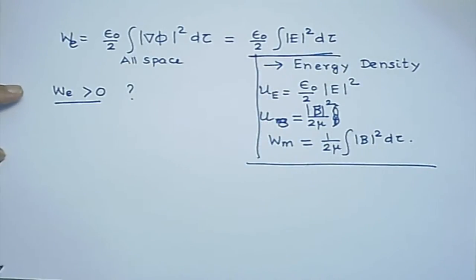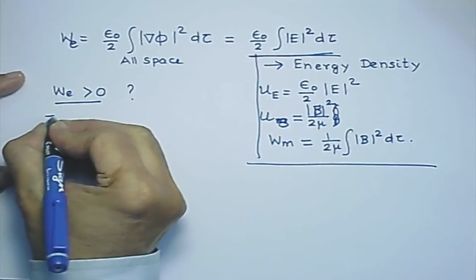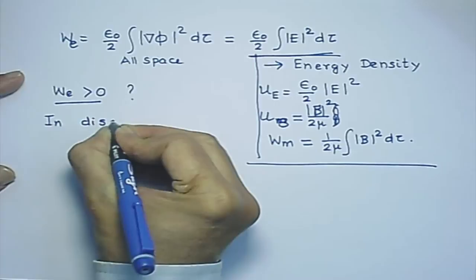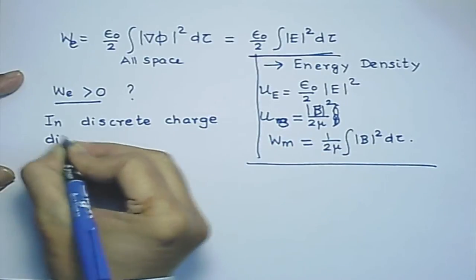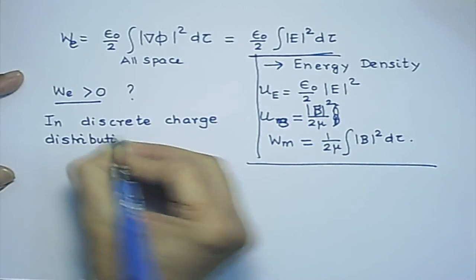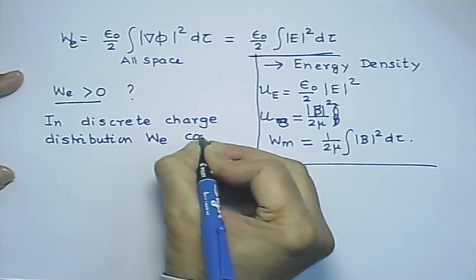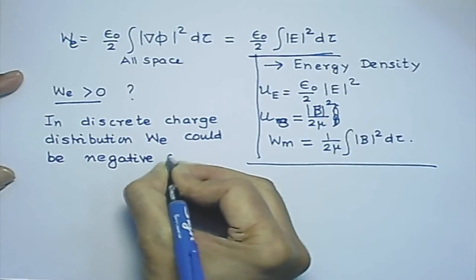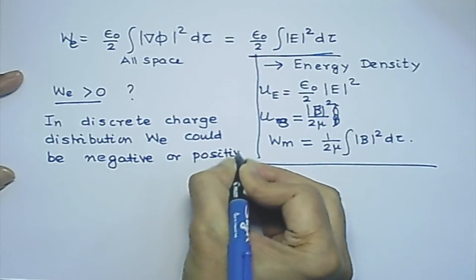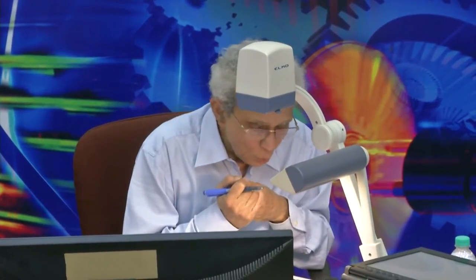Actually, there is nothing wrong there. This is correct for a continuous charge distribution, and the reason why in discrete charge distribution we have a problem, this could be negative or positive. So, there is a problem, and the problem is the following. See, when we were talking about discrete charge distribution, we said let us bring a charge from infinity and put it somewhere.